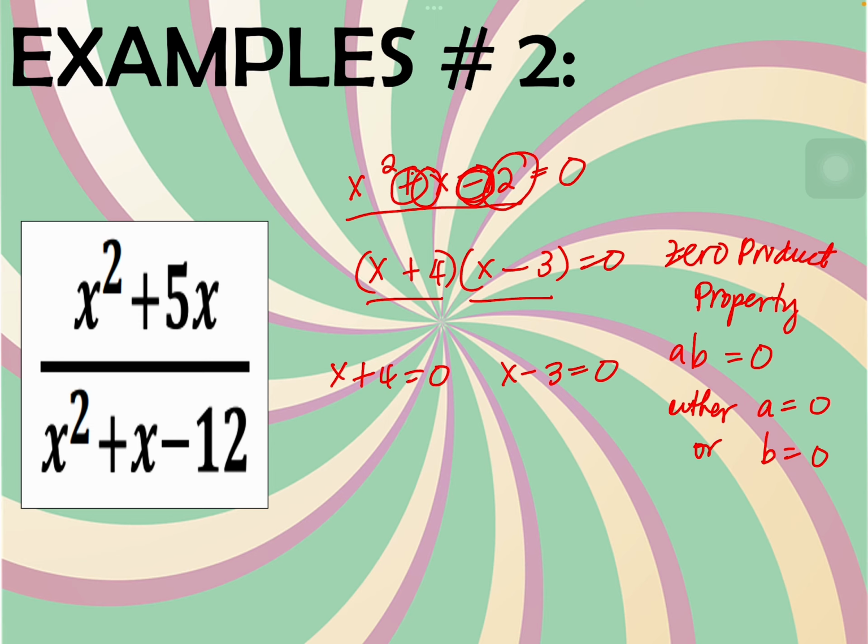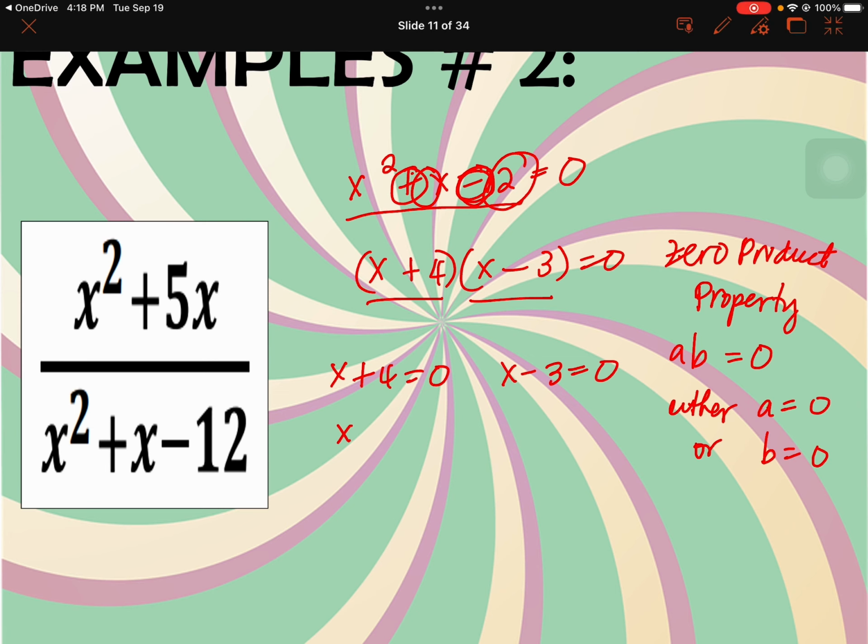Tapos magsasolve for x lang po tayo ulit. So, magbubura lang tayo. We're gonna have additive inverse. Magiging 0. You will have negative 4 and positive 3. So, yan na po yung exceptions natin.